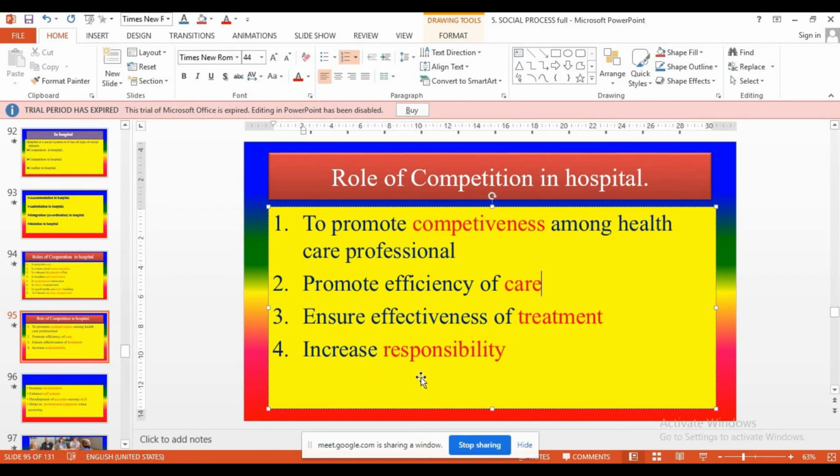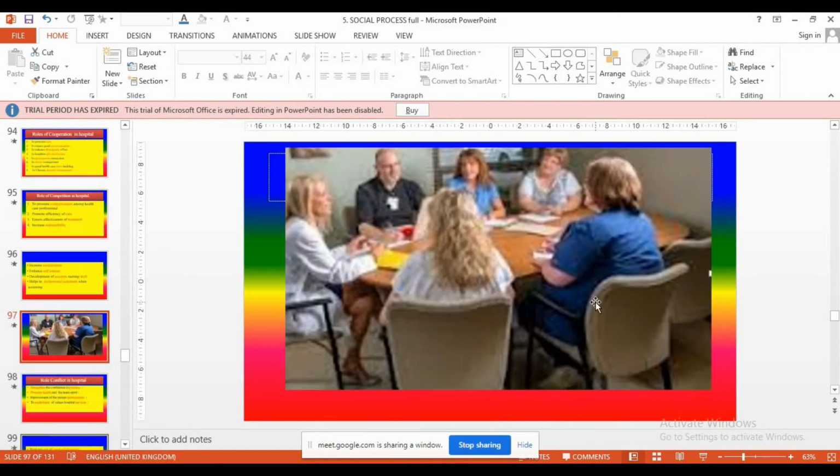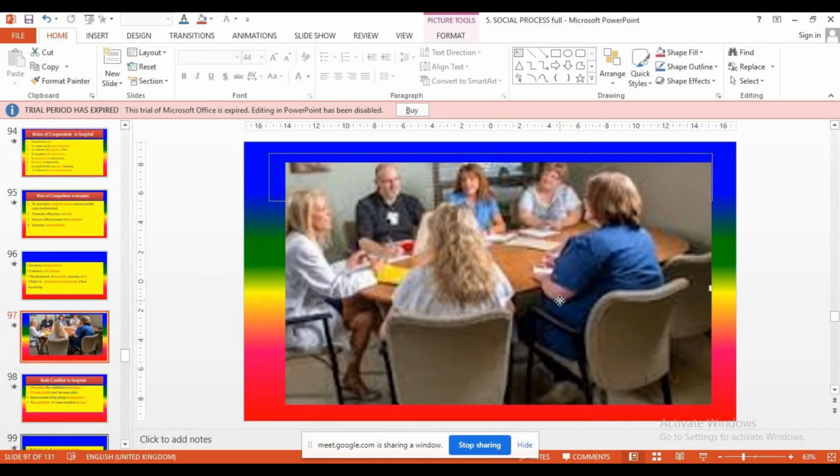Fourth one, increased responsibility. Healthcare professionals compete with each other to identify their own roles and responsibilities to attain the goal. Look at this. Healthcare professionals compete with each other, share their ideas, and competitively learn with each other.